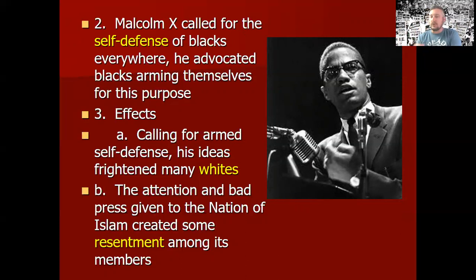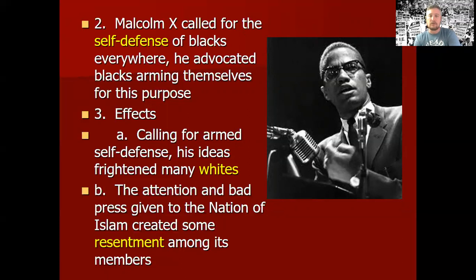Instead of turning the other cheek, you have to defend yourself, right? If you allow yourself to be shot, it's too late, right? You have to defend yourself. So he actually proposes arming African Americans and promoting this idea of self-defense. That is pretty chilling ideas for whites to hear.